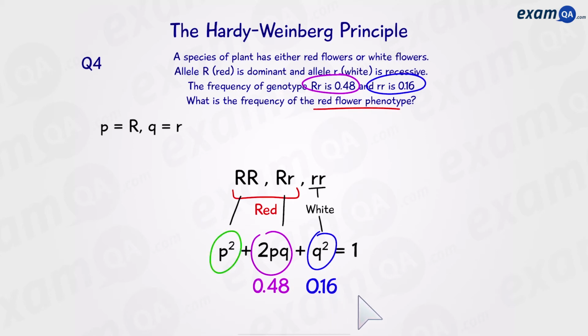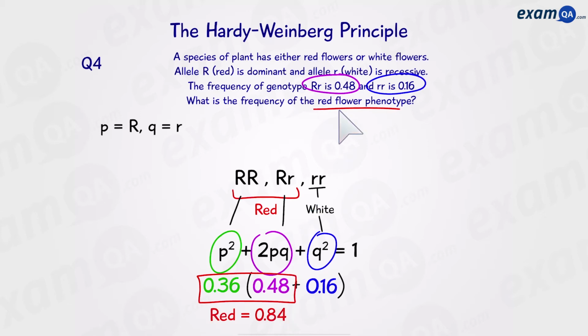Since they add up to 1, P squared must therefore be these two added together and taken away from 1, which is equal to 0.36. So the red flowers is P squared and 2PQ. So in total, that's going to be 0.84. Because remember, in this question, they're asking what is the frequency of all the red phenotypes, which means both of these genotypes have to add together.